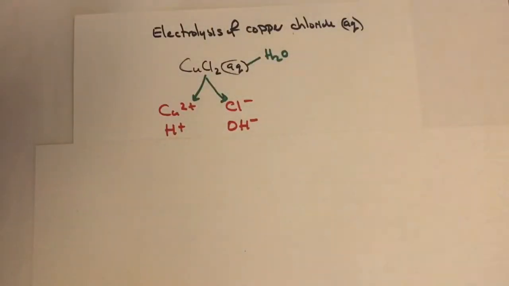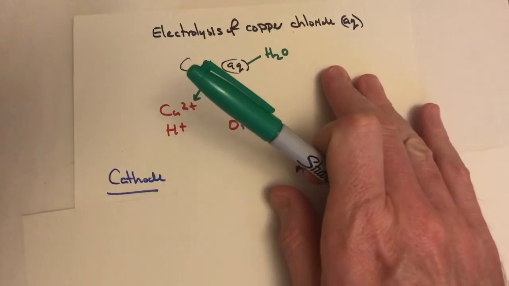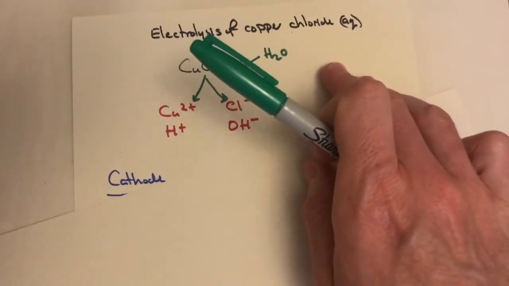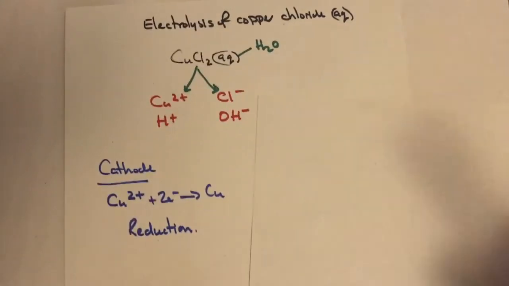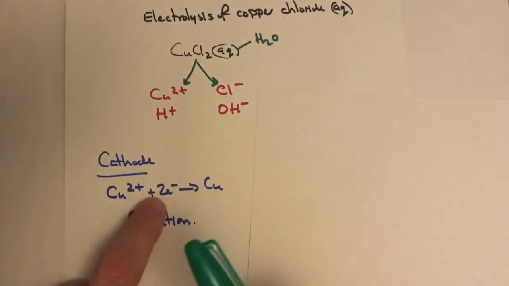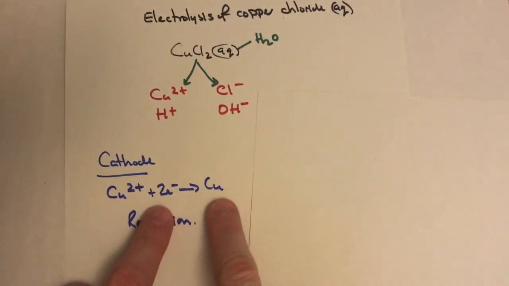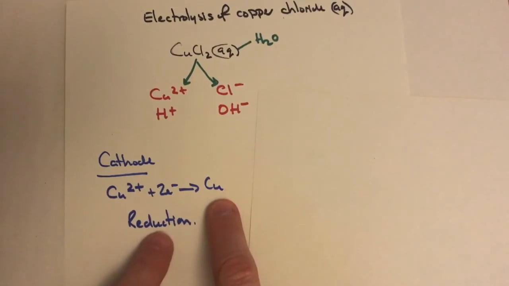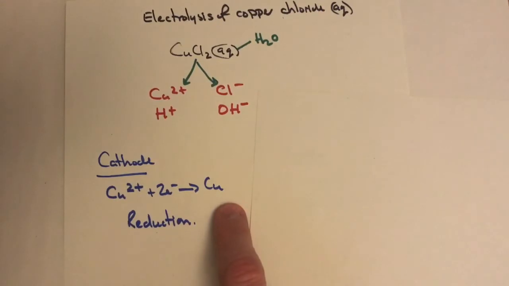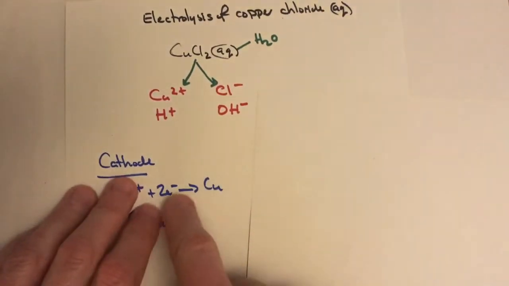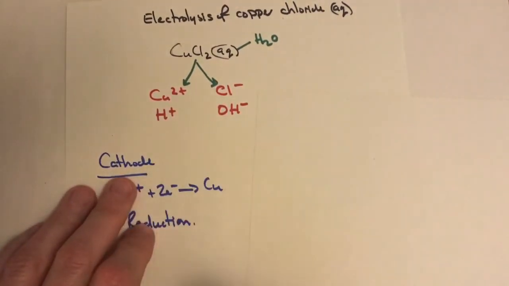So if I come back to here, at the cathode then, my copper ions are going to react first, and what they're going to do is the 2+ ion picks up 2 electrons to form copper. Because this is gaining electrons, this is reduction. Reduction is gaining. So at the cathode, I've got reduction, and I would start to see copper metal forming on the electrode, which is the cathode.